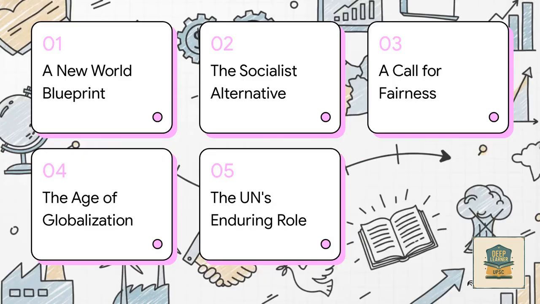All right, so here's our roadmap for this explainer. We're going to walk through 5 key chapters. We'll kick things off with the West's original blueprint. Then we'll look at the completely different socialist vision that competed with it. After that, we'll dive into the Third World's demand for a fairer system, the boom of globalization after the Cold War, and finally, we'll look at the super important political role of the United States through it all.